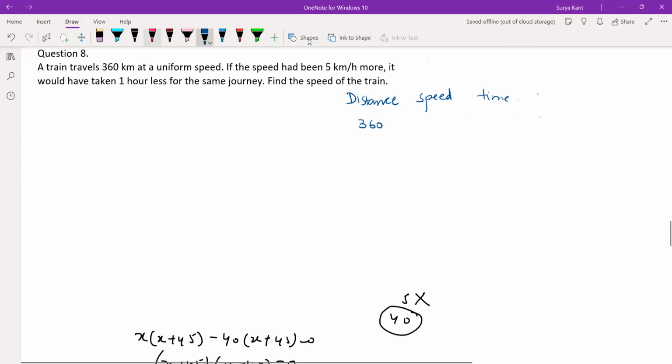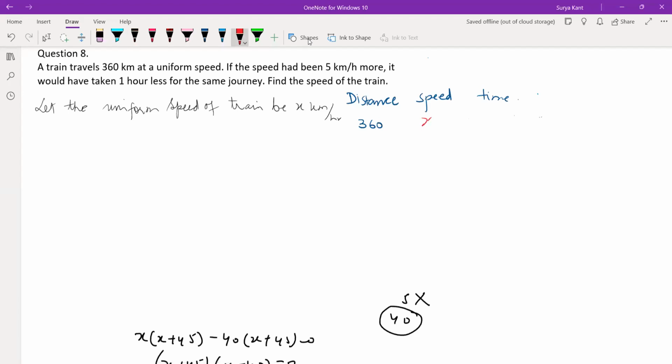So let the uniform speed of the train be x kilometers per hour. So for the 360 kilometers, the speed we take as x kilometers per hour, okay? So the first part is clear and we have written everything from this, right?